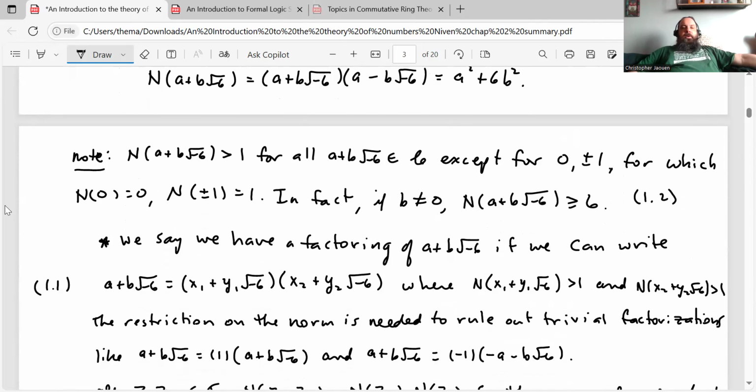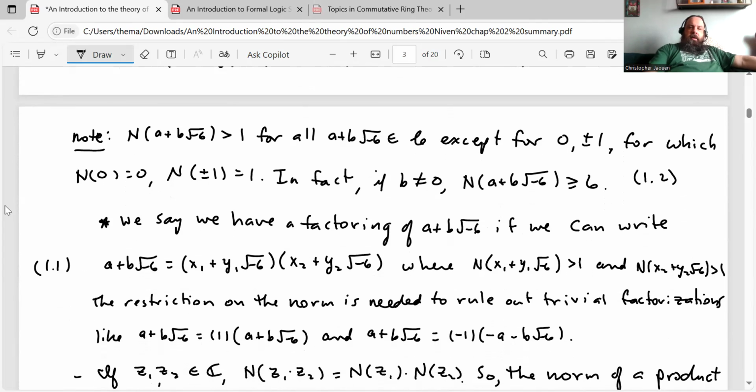Right. Note that the norm of any number in that system is greater than 1 for all a plus b times square root minus 6 in the class G, except for 0 and plus or minus 1, for which N of 0 is 0 and N of plus or minus 1 is 1. In fact, if b is not 0, then the norm of any number in that class is always greater than or equal to 6, right? That's because if b is not 0, then you get a squared plus 6 times b squared, and if a and b are greater than or equal to 1, then the number should be greater than or equal to 6.